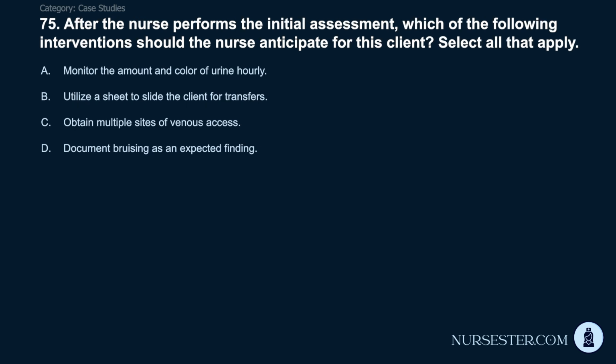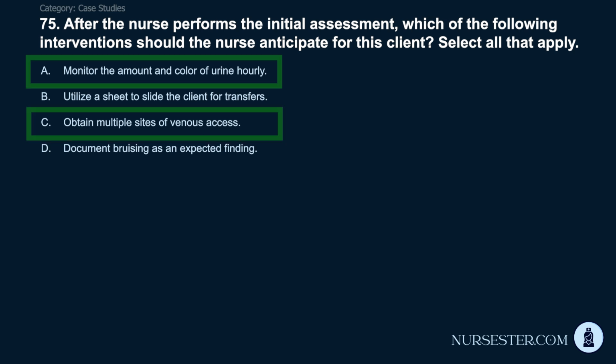75. After the nurse performs the initial assessment, which of the following interventions should the nurse anticipate for this client? Select all that apply. A. Obtain an ECG on the client. B. PO challenge the client. C. Apply ice to the left lower extremity. D. Prepare the client for surgery. Correct answer, A and C.